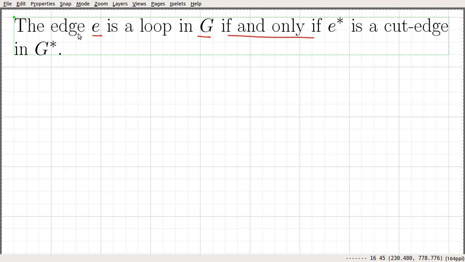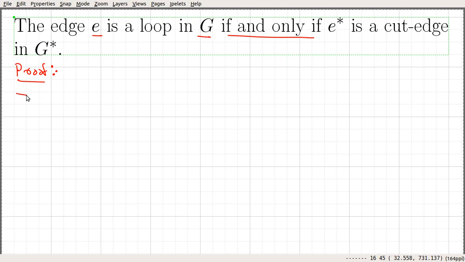Let's go and prove this general statement. The edge E is a loop in G if and only if E star is a cut edge in G star. Here again we can see that the statement is in if and only if form, so we have to prove two directions. The first direction is: if E is a loop in G, then E star is a cut edge in G star. The other direction is: if E star is a cut edge in G star, then E is a loop in G. Let's prove both directions.